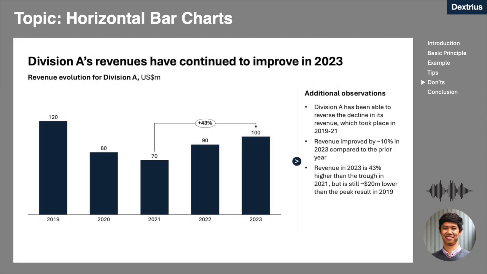Now, there's a couple of don'ts as well that are important to keep in mind. The first one is that you really only want to use this chart for time-related information. An alternative way this chart could be used is for category-based information. So instead of where it says 2019, 2020, 21, etc., we could have had, let's say, Division A, Division B, Division C, or Market A, Market B, Market C, etc.